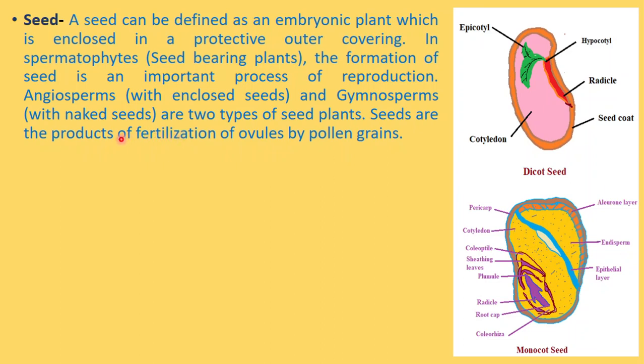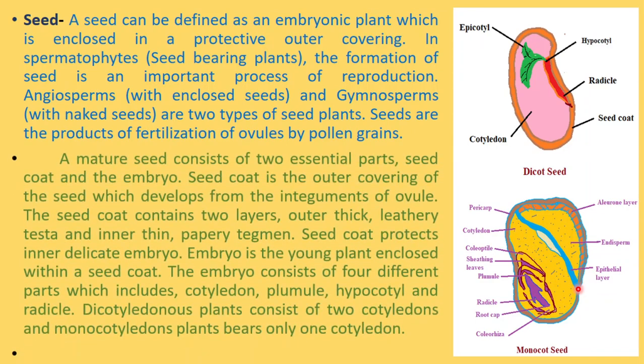Seeds are the products of fertilization of ovules by pollen grains. So seed is the outcome of fertilization. When ovules get fertilized by pollen grains, then the seed will be formed. Here you can see both types of seeds, dicot seeds and monocot seeds. This type of seed can be seen in different types of beans, and this type of seed can be seen in different types of monocot plants including maize, jowar, etc.